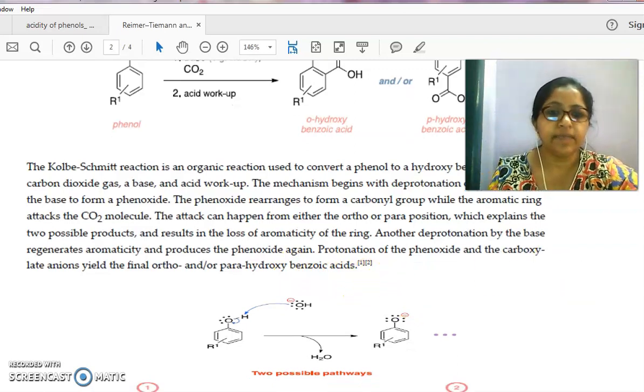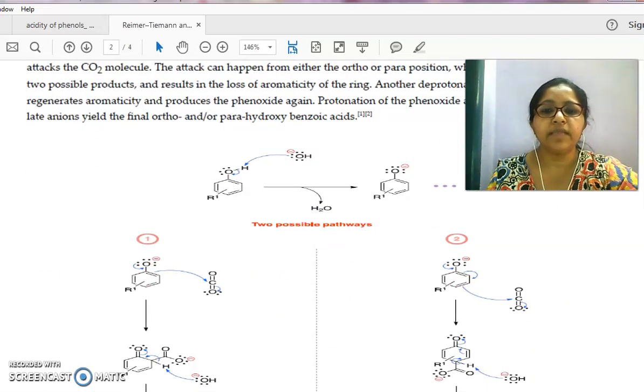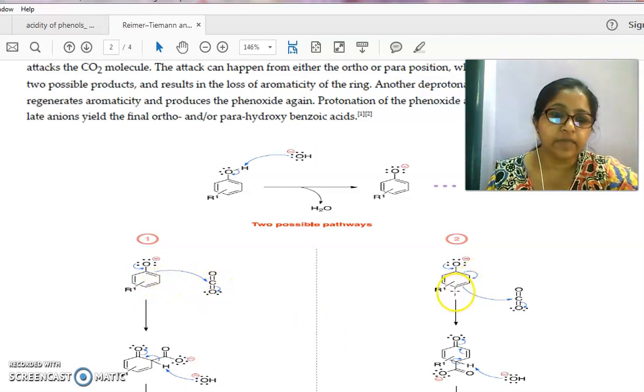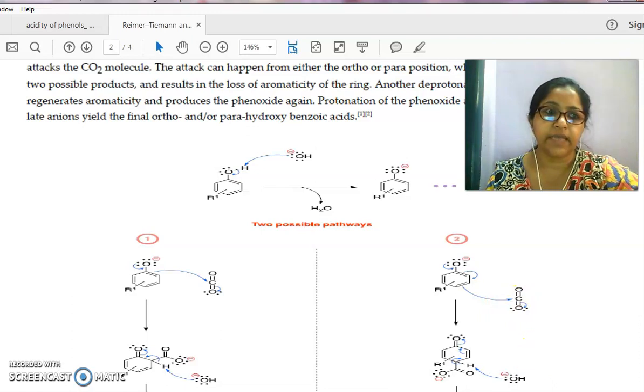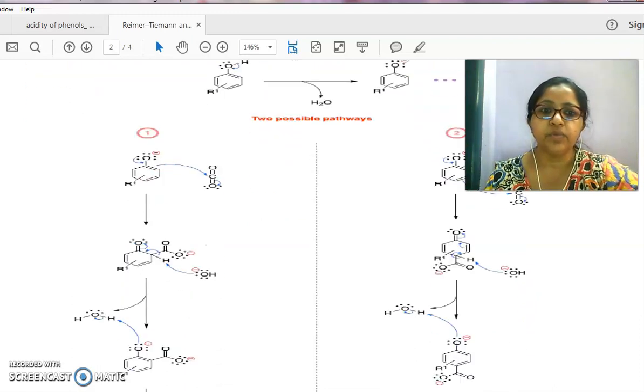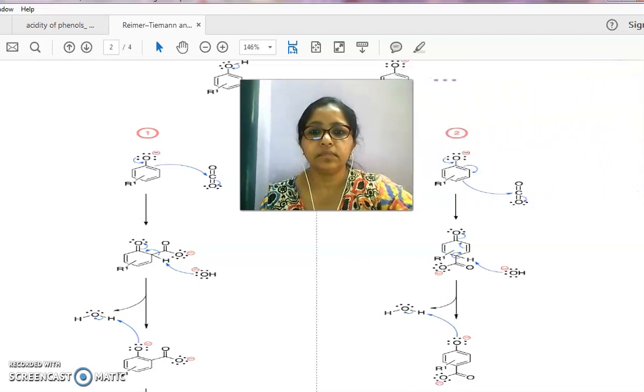Now let us see the mechanism. First of all, the base abstracts the proton to give the phenoxide ion. Now this phenoxide ion can attack the carbon dioxide from the ortho position, or it can attack from the para position. So we are getting both the products, ortho and para. The same thing is happening in the para, so let me only discuss ortho.